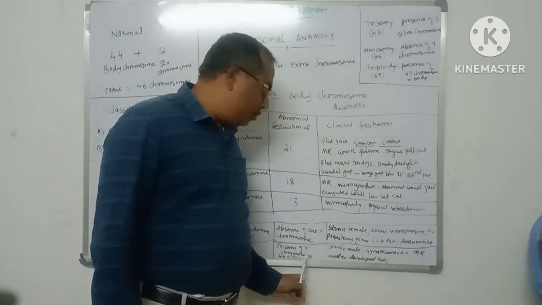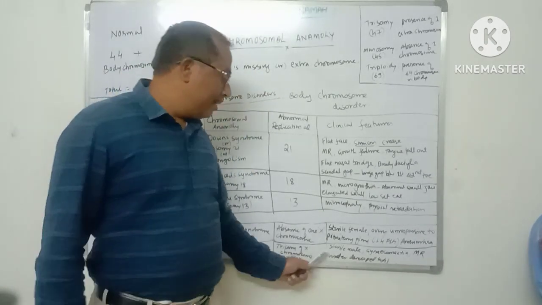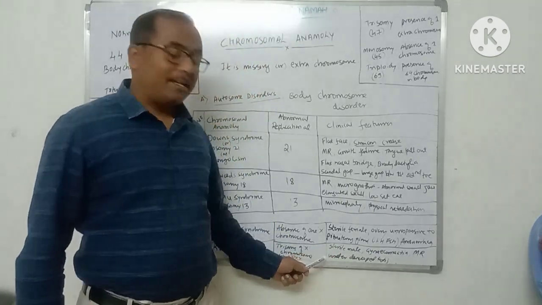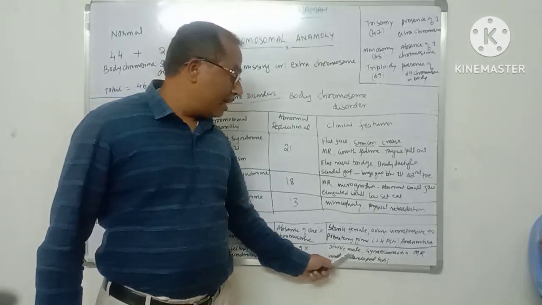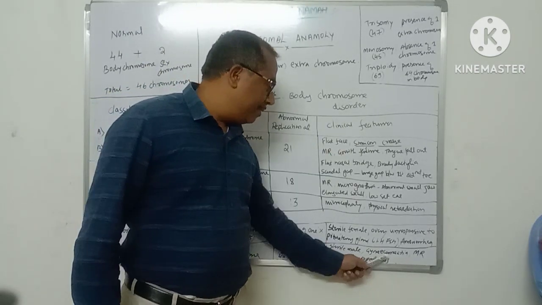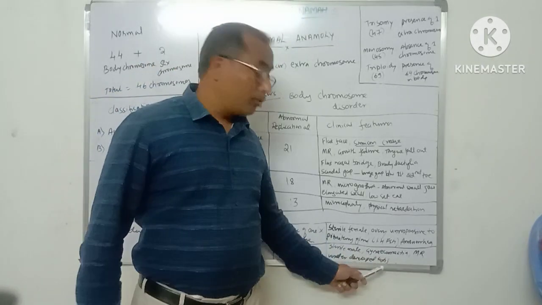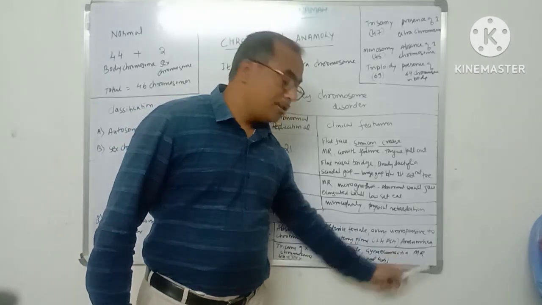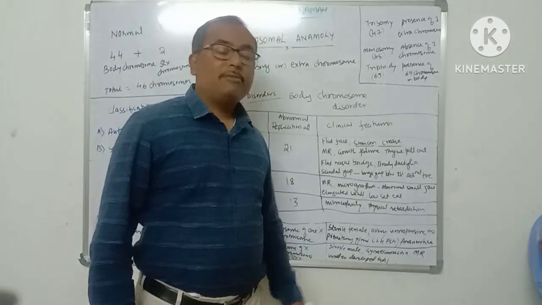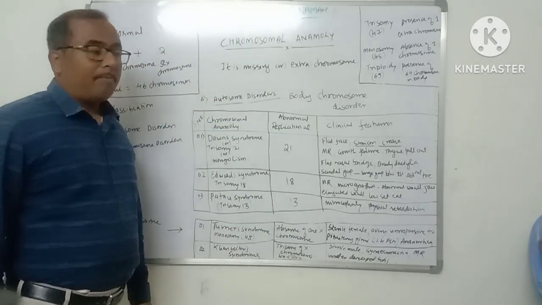Because of the presence of Y chromosome in their cells, they are considered male, and they are unable to reproduce children. That is why they are called sterile males. Among the clinical features, they will also have gynecomastia, which means abnormal excessive growth of the breast. They may also suffer from mental retardation, and there is underdevelopment of the testes. So these are all the important chromosomal abnormalities.